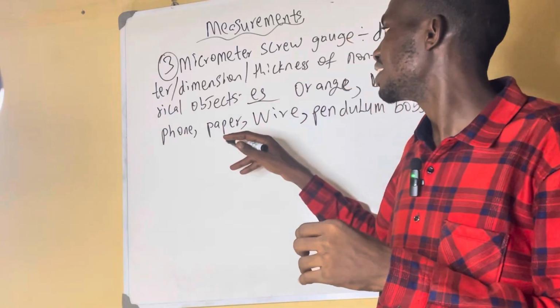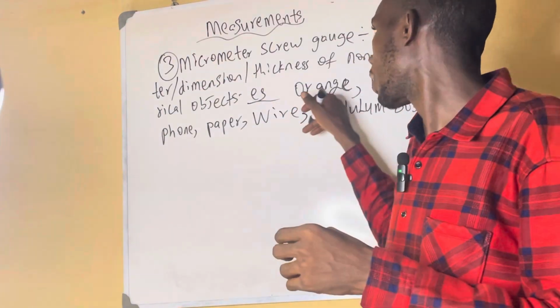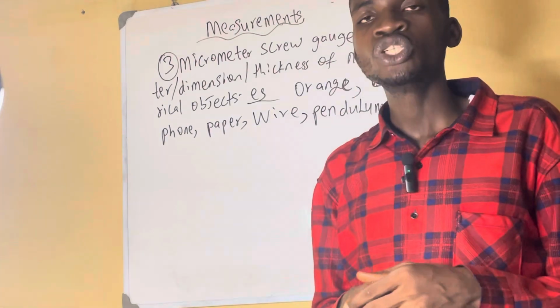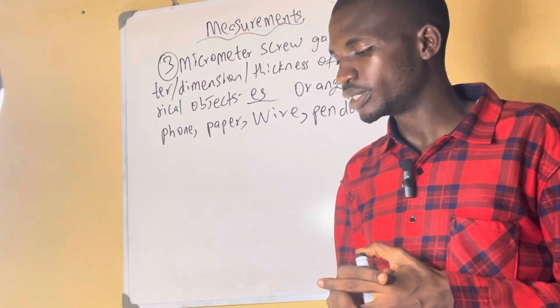So when we talk about the thickness of paper, it's the micrometer screw gauge; the diameter of other ones, micrometer screw gauge. So know this and know peace.